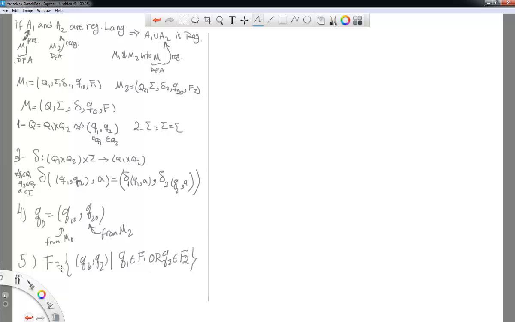Meaning that the set of accept states for my overall machine would be the set of ordered pairs in which at least one or both of the members of these ordered pairs are an accept state from either M1 or M2 or from both. And this was the construction, the proof that I made. It was just a quick review of it.